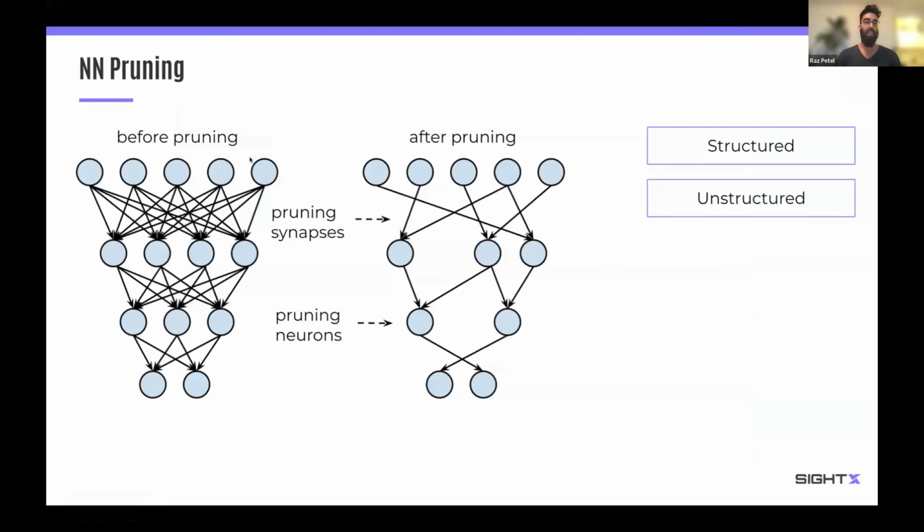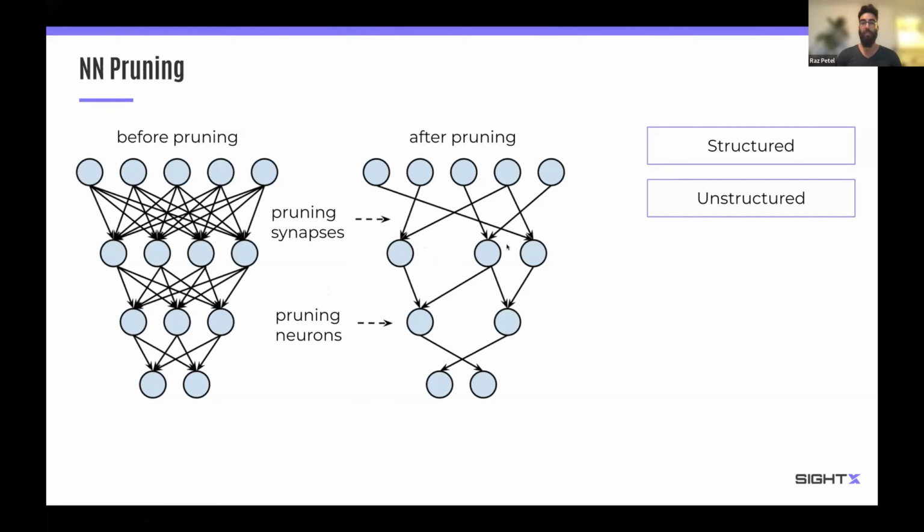So we have our neural network, which I can prune the synapses. This is called unstructured pruning, where I zero out the weights that I don't use. And I can prune whole neurons and the synapses connecting them, which is called filter pruning, structured pruning, channel pruning, and it means removing whole filters from the feature maps.